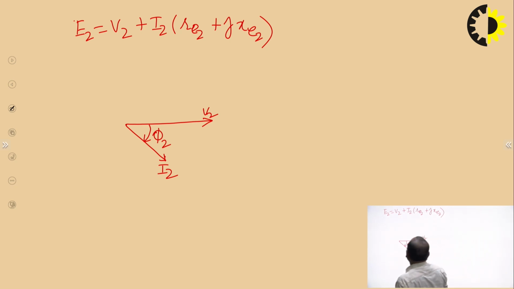Now, for obtaining this equation in the phasor diagram, how can we do it? I2 RE2 is the voltage drop in resistance RE2, so it will be in phase with I2. So, when I connect it with V2, I will take a line parallel to I2. This is I2 RE2.